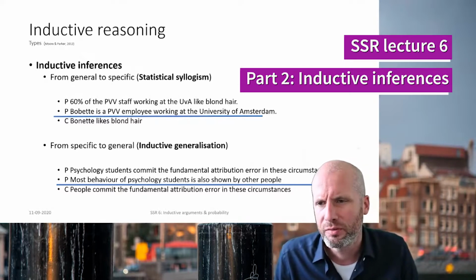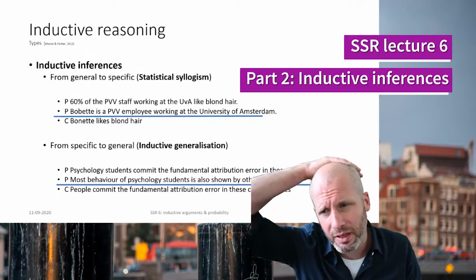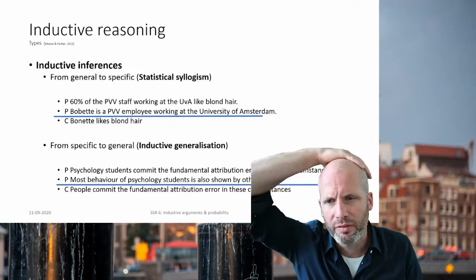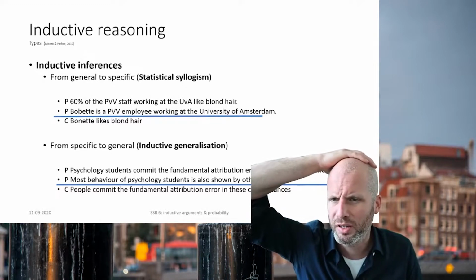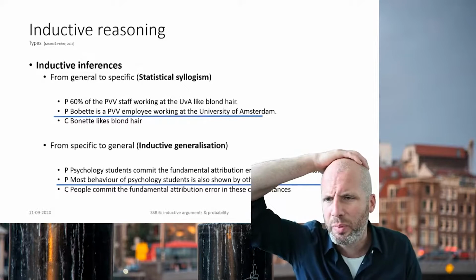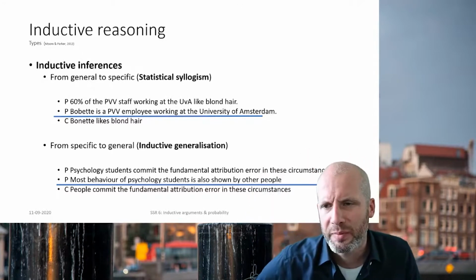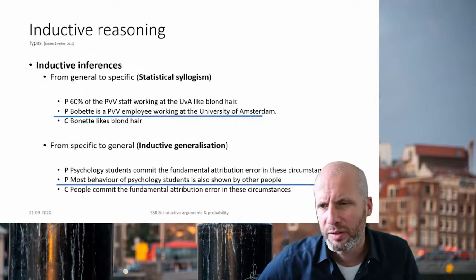And you could generalize from a general claim to a more specific claim, as for example: 60% of the staff working at the UvA like blonde hair. Bobette is an employee working at the University of Amsterdam, so Bobette likes blonde hair. So the conclusion is probably true, given that the premises are true.